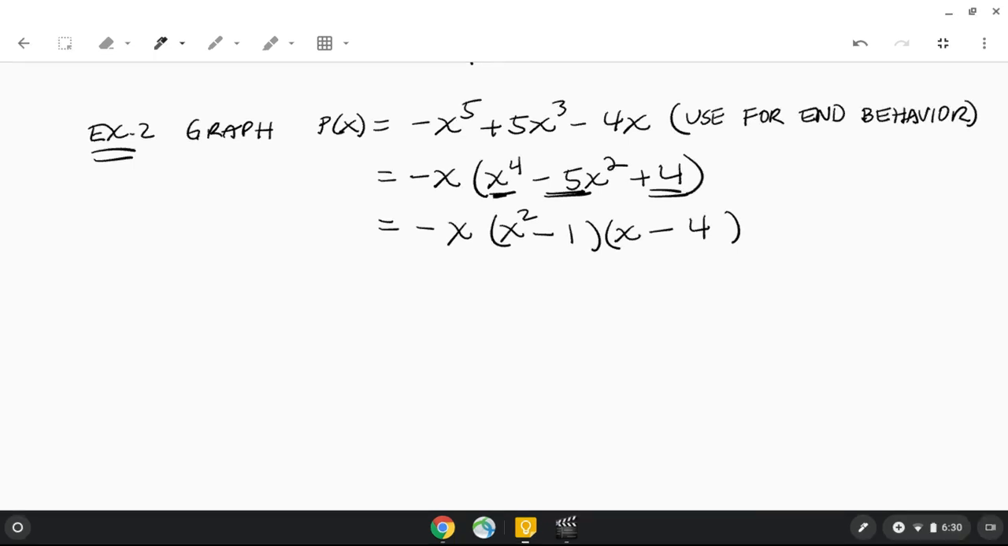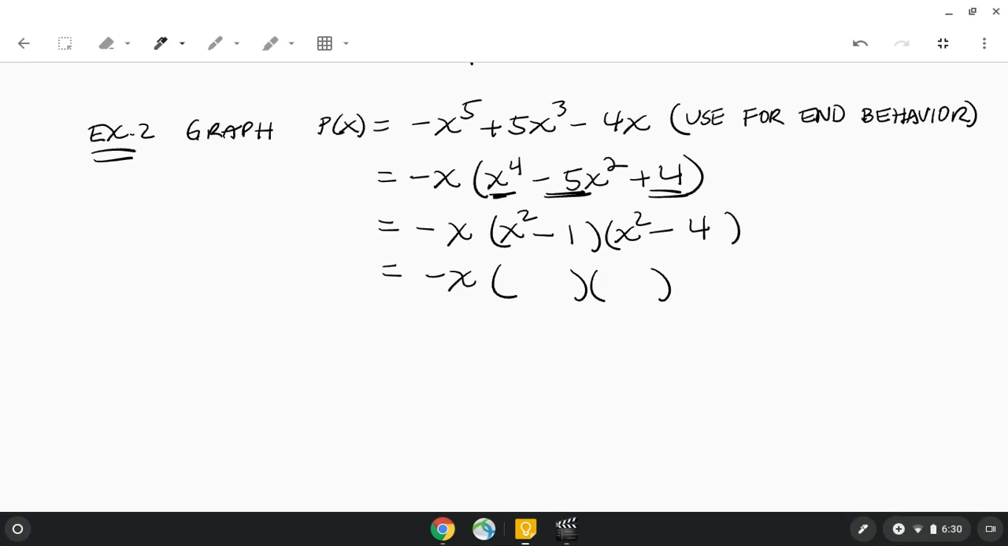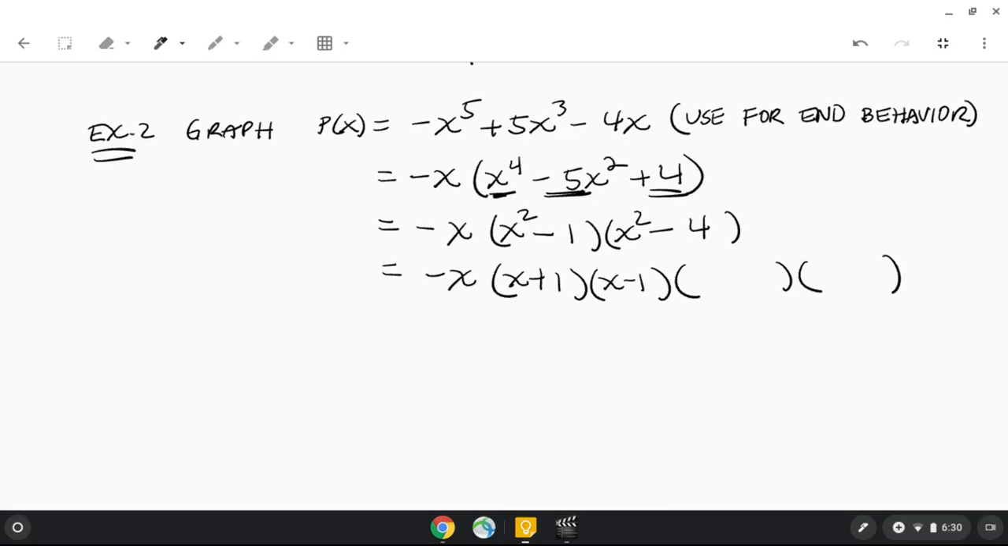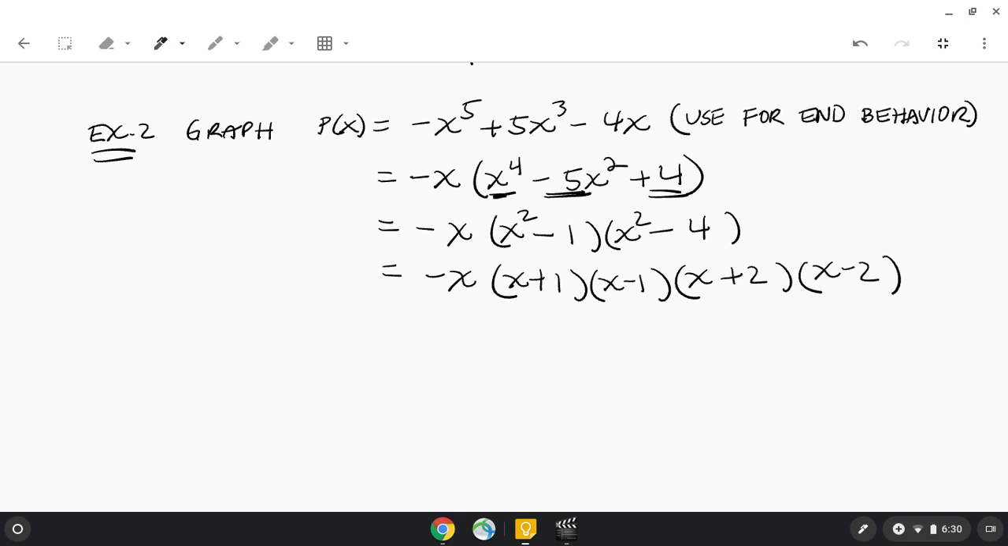Okay, so we are not factored completely just yet because here we have perfect squares. And same with the other one. We also have perfect squares, difference of perfect squares. So both of those are going to factor out. So the first one, x squared minus 1, factors out to x plus 1, x minus 1. And the other one, x squared minus 4, will factor out to x plus 2, x minus 2. Okay, so now this is completely factored. So we're going to use this for the x-intercepts.